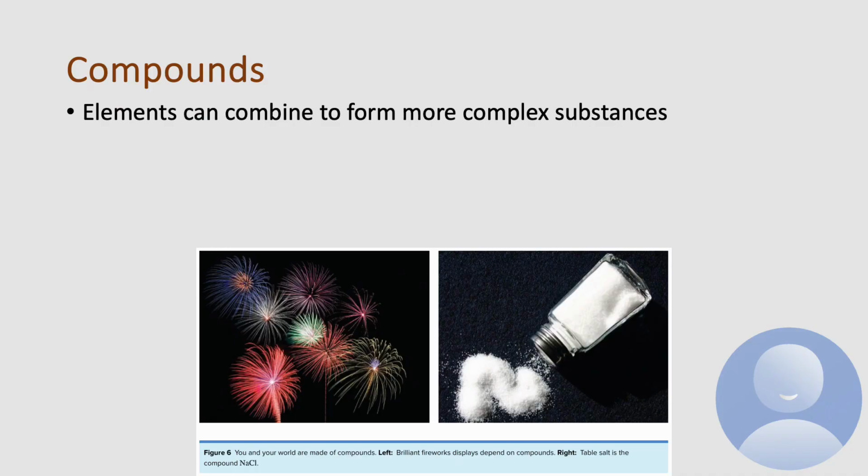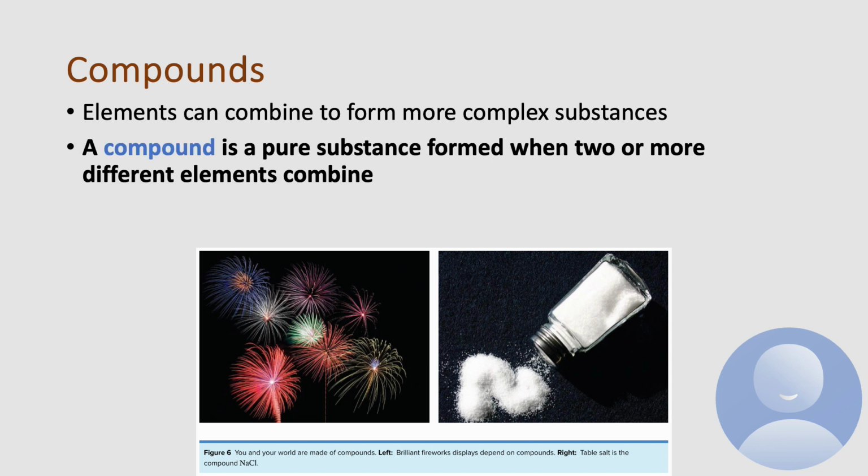Now this leads us to compounds. Elements can combine to form more complex substances, and when we combine these things, a compound is a pure substance formed when two or more different elements combine. So this could be like water, which is H2O, or sodium chloride, which is table salt, NaCl. But either way, a compound is a pure substance formed when two or more different elements combine together.